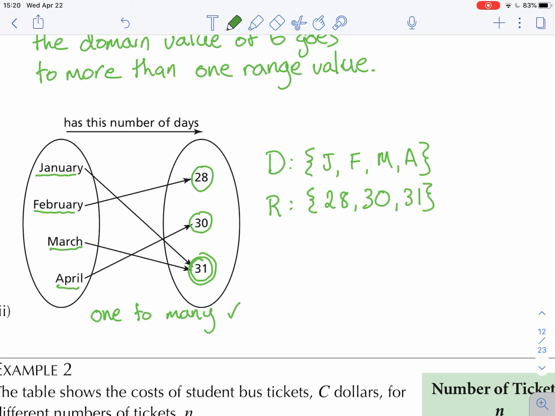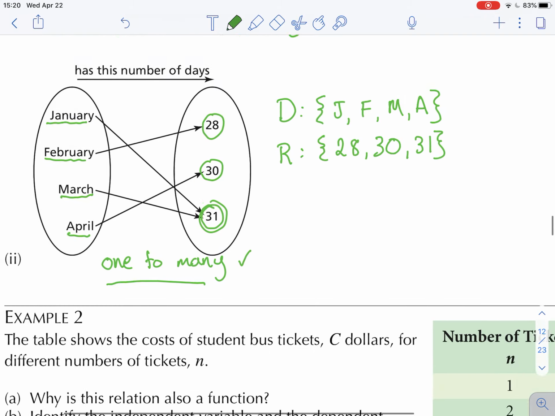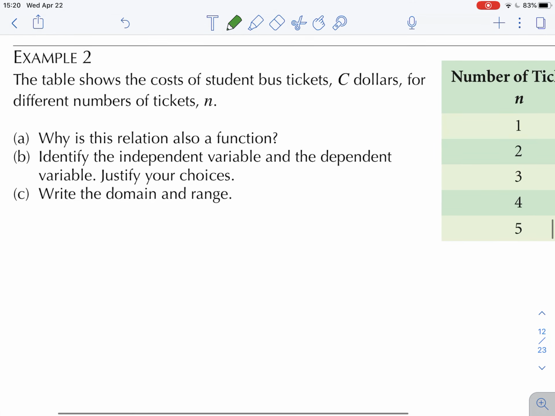You can see that for a function, the domain values do not have to match up the number of range values. You can have more domain values than range values. You cannot have more range values than domain values. And this is a many-to-one function. This is a many-to-one relation, therefore it is a function. Each item in the domain goes to exactly one item in the range.